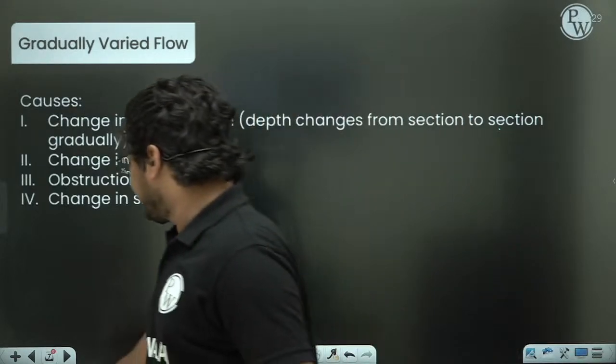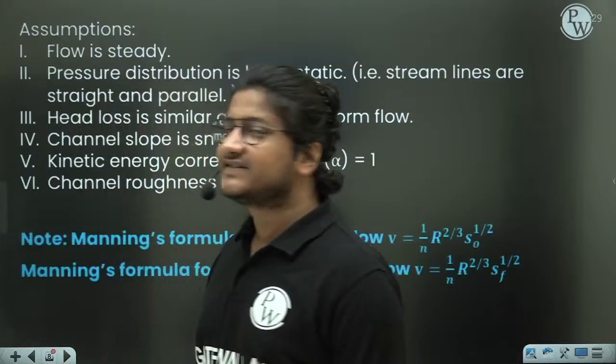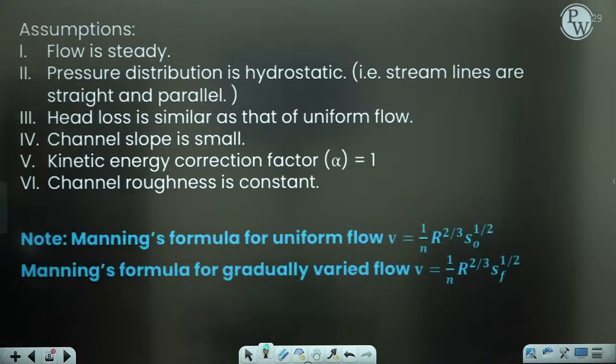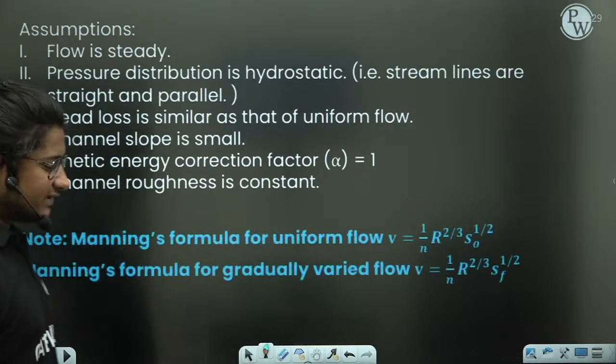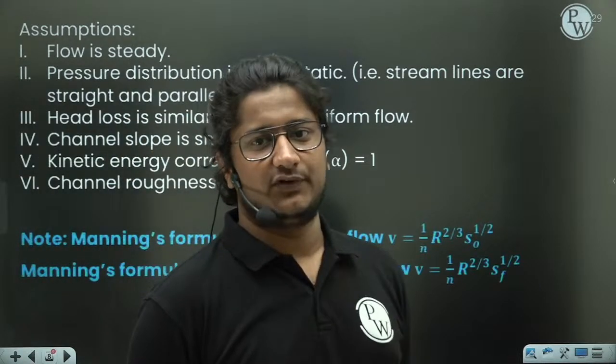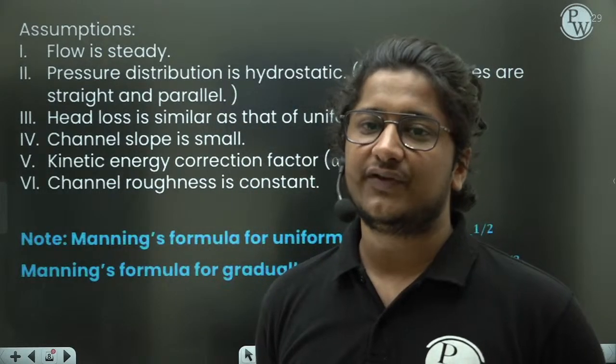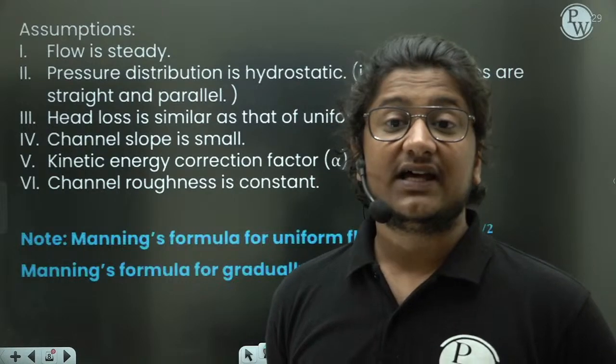So for non-uniform flow, to proceed further, we need some assumptions. What are the assumptions we have? First one, as always, we take flow is steady. Second, pressure distribution is hydrostatic. That means we are taking all the streamlines as straight and parallel. Head loss is similar to that of uniform flow. So they are telling that head losses are similar to the uniform flow. Slowly we are trying to make this non-uniform flow a uniform flow so that we can proceed with our analysis further.